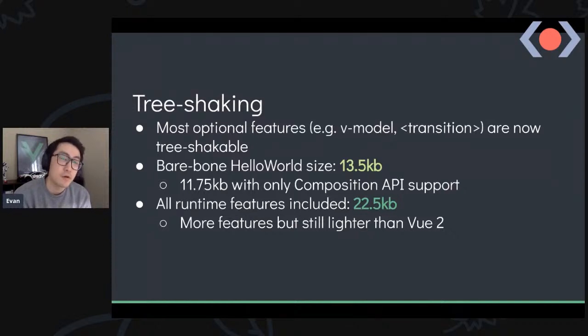A bare-bones hello world size of the current Vue 3 is 13.5 kilobytes. It's also possible to use a compile-time flag so that you can drop options API support. If you only stick to the composition API, then it can go further down to 11.75 KB. Now, with all the optional features included, the runtime is at 22.5 KB gzipped. So that's still lighter than current Vue 2.